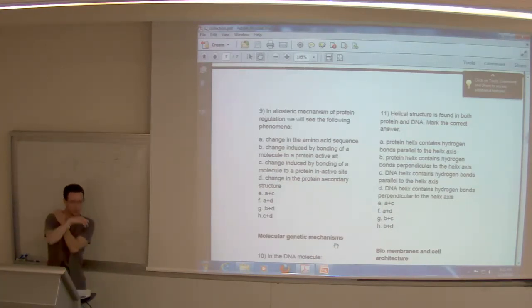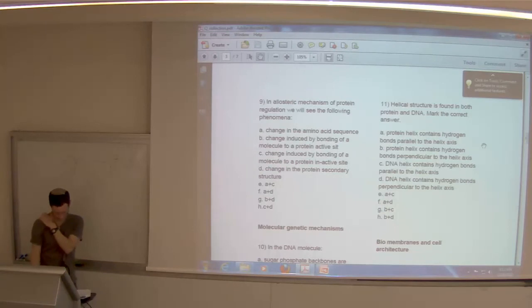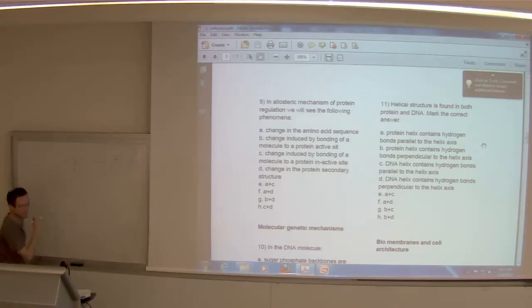Anyone? We've completed a round, right? Helical structures found in both protein and DNA: mark the correct answer. Protein helix contains hydrogen bonds parallel to the helix axis. What do you think? Again, you remember that a helix is something you find in DNA and proteins, and there are certain features that differentiate between these two. So protein helix, that's what A says. The helix in proteins has hydrogen bonds parallel to the helical axis. Maybe you have to draw it. It is parallel.